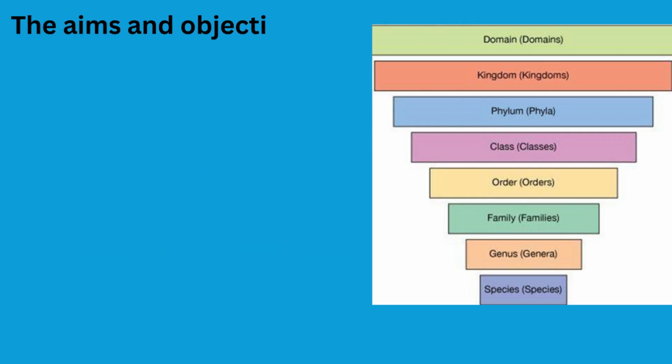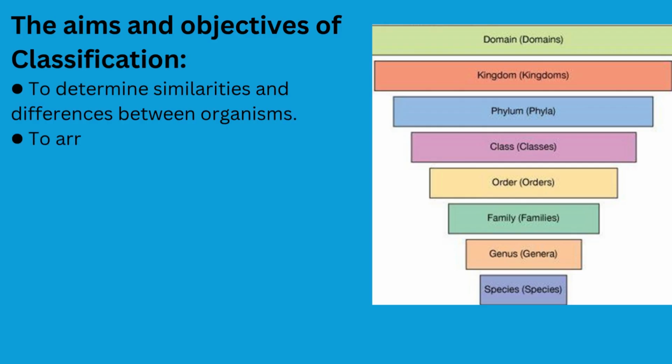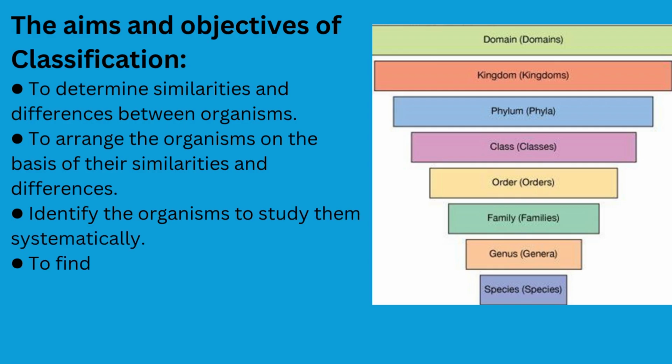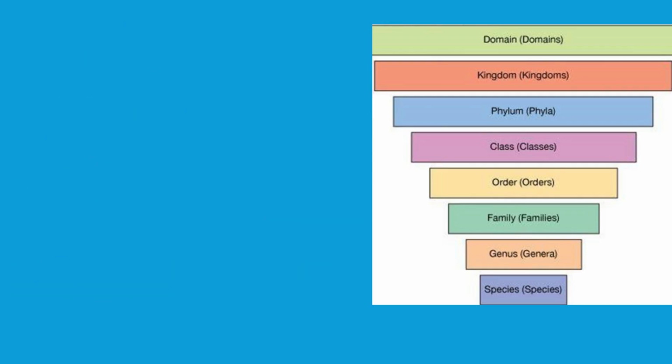Let's have a look at the aims and objectives of classification. Classification helps us to determine similarities and differences between organisms. It also helps to arrange the organisms on the basis of their similarities and differences. It also helps us to identify the organism, to study them systematically, and to find out evolutionary relationships among organisms.